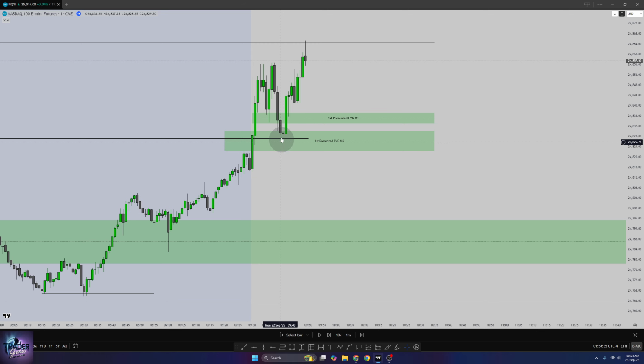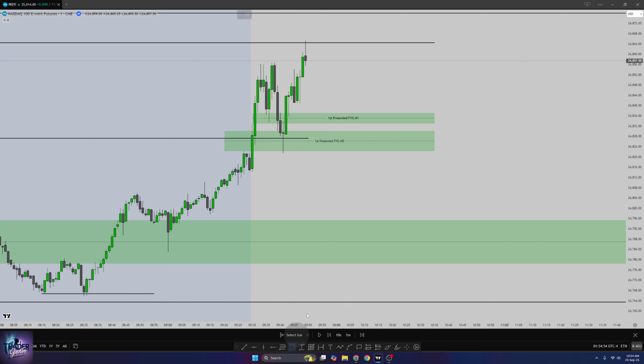Look at this reaction, beautiful reaction. Our Venom model, I will talk about this model in the next video. Price rebalanced the last fair value gap, taking this high and then sweeping the buy side liquidity, minor buy side liquidity.